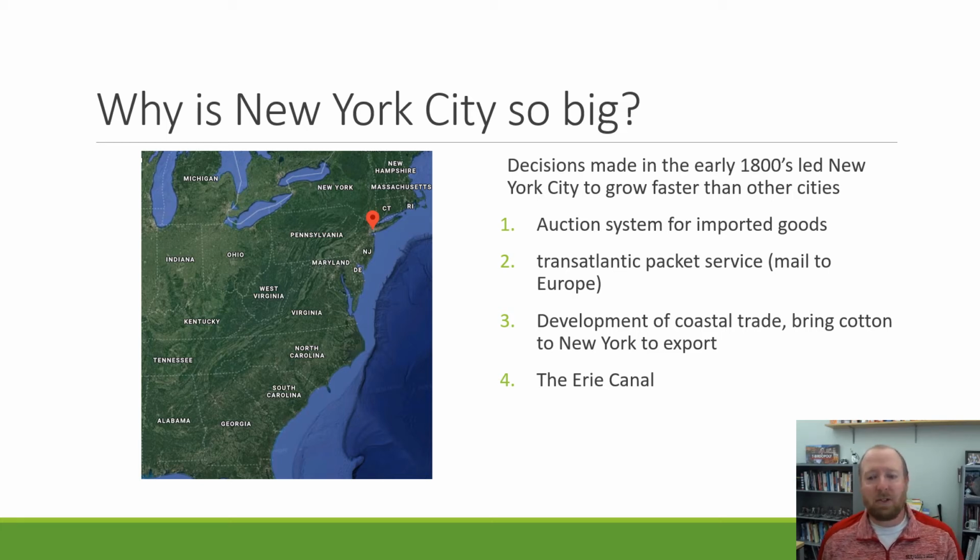They also set up a mail service from New York City to Europe. They also developed a lot of coastal trade. They focused on industries like the textile industry, which brought cotton from the south and was able to convert that cotton to textiles and then ship it out from there.